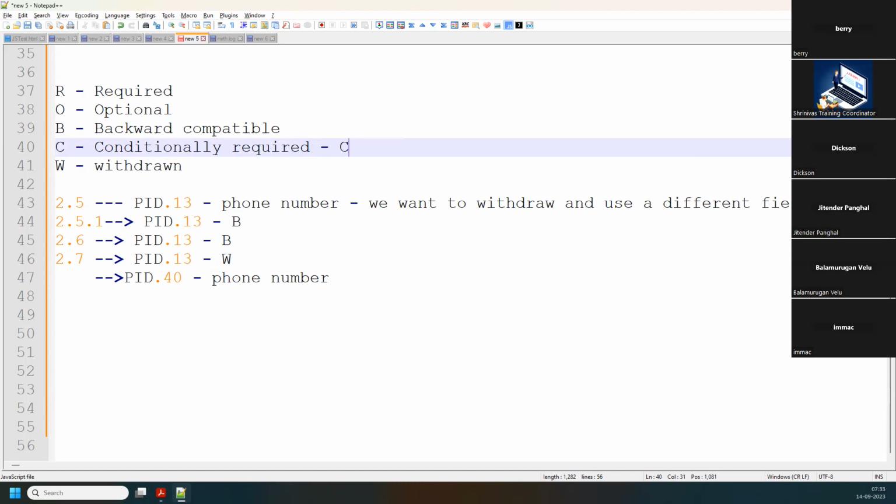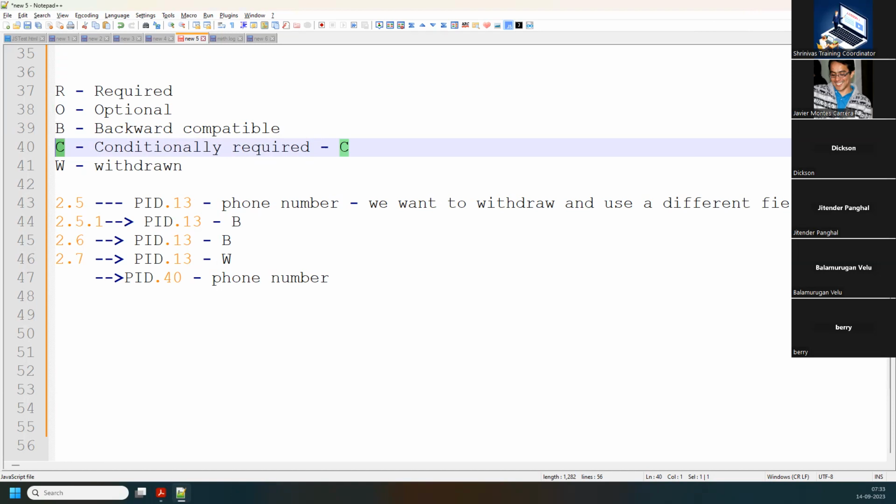If it has C, it indicates that if the sample is being collected, then the value has to be there. So there is a condition. Wherever you have this aspect of condition, or wherever there is a possibility of some sort of condition, you will see this field designated as C.